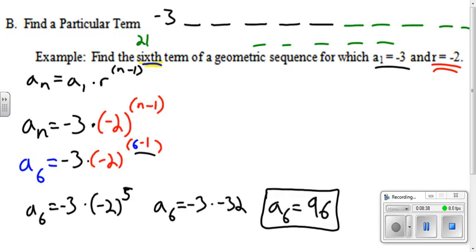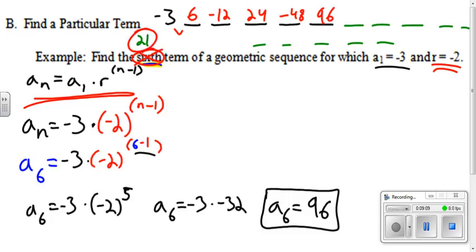So that's how we'd find it, just by plugging everything into our equation. Nice and quick. Or if you wanted to count it out, you would do negative 3 times negative 2 gives us 6, times negative 2 gives us negative 12, times negative 2 gives us 24, times negative 2 gives us negative 48, times negative 2 gives us 96. Again, that works nice and easy when this is a low value, but if it was 21, you would have to keep going 21 times. It would take a really long time, so it's probably best to always make the equation.